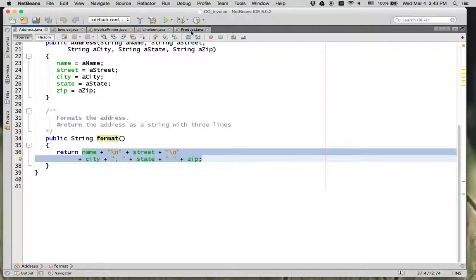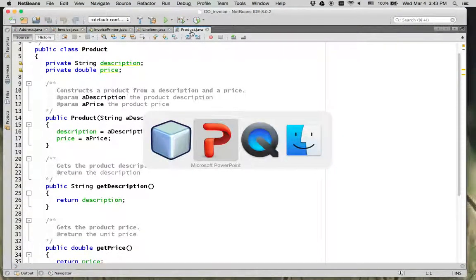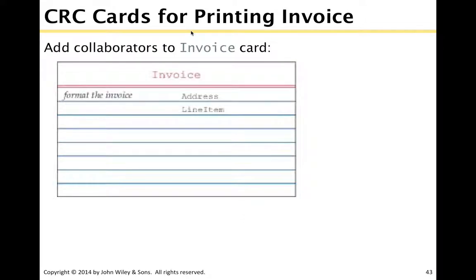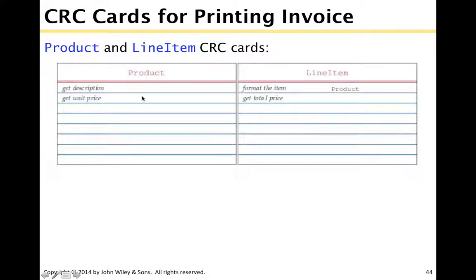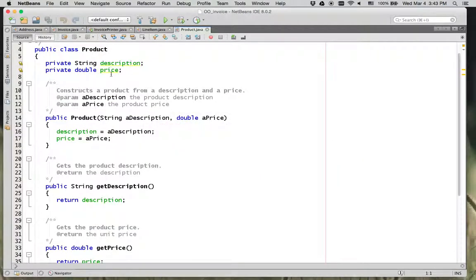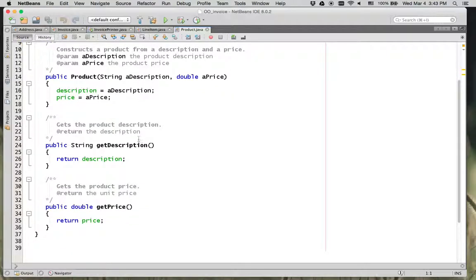And then Product, if you look into the CRC card, it has two responsibilities: get description and get unit price. So Product has a description, price, and then two responsibilities, get description and get price, which are now implemented.